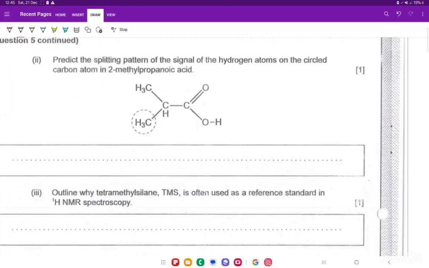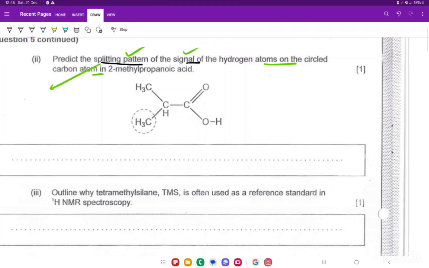Now next he is asking in part 2, predict the splitting pattern of the signals of hydrogen atoms on the circled carbon. This is my circled carbon. Splitting pattern depends on the neighboring hydrogens.